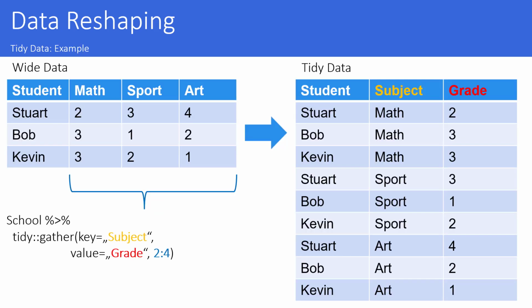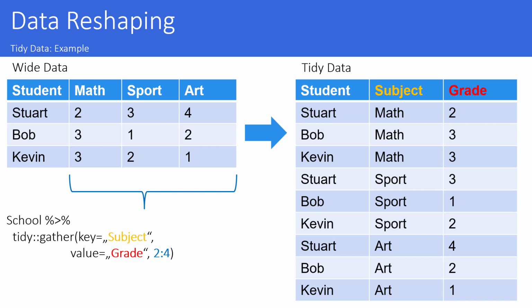It gets clearer when we take a look at an example. And we start with the dataset that is not in a tidy format. You can see it at the left side. The opposite of tidy data is wide data, and that is what you can see here. We have 3 different students and their grades in different subjects. We have Stuart, Bob and Kevin and their grades in math, sports and arts. Why is this wide data and not tidy data? You can see that there are 3 different values for each student in each row.